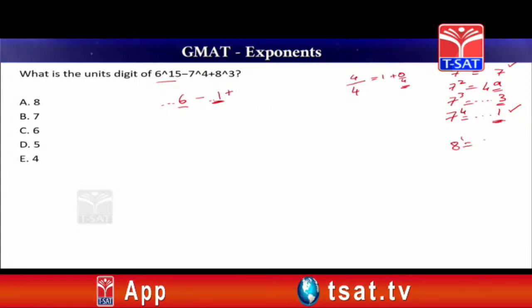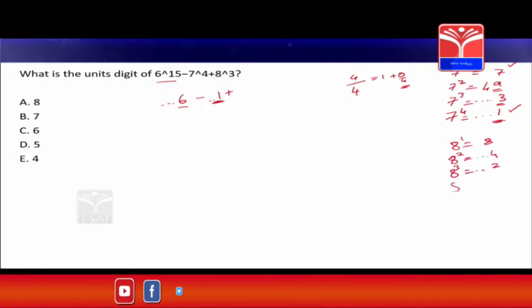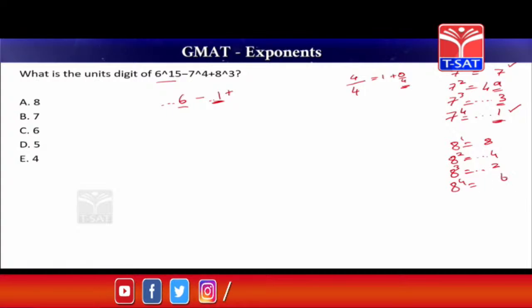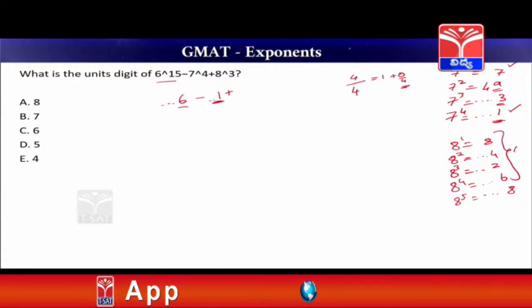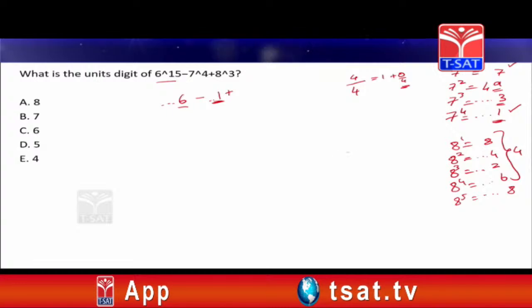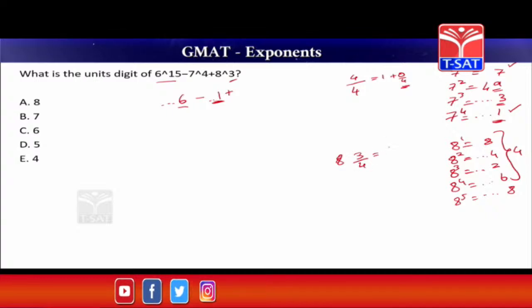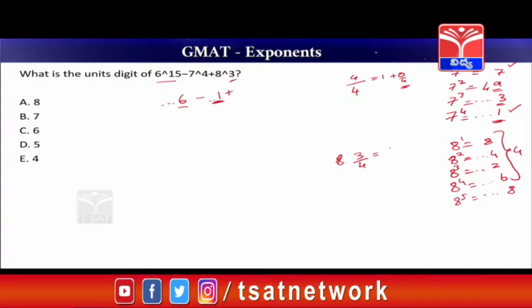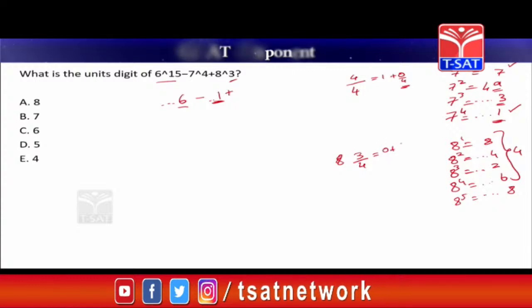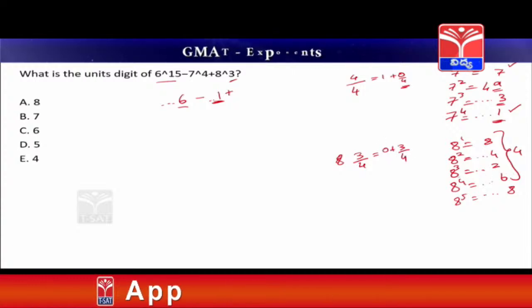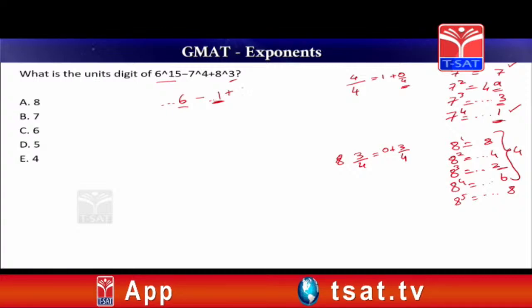plus 8 to the power of 3, 8 we know has a cyclicity of 4. So we divide 8 raised to the power of 3. 3 you divide by 4, it will remain 3, it's 0 plus the remainder itself is 3. So you look at 8 to the power of 3, it has 2 as the unit digit.